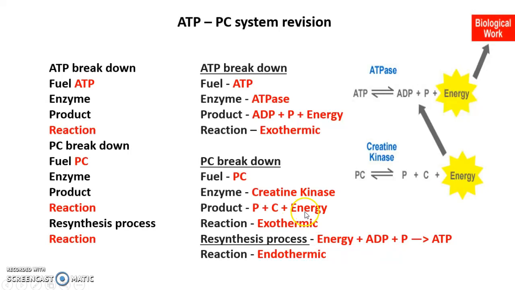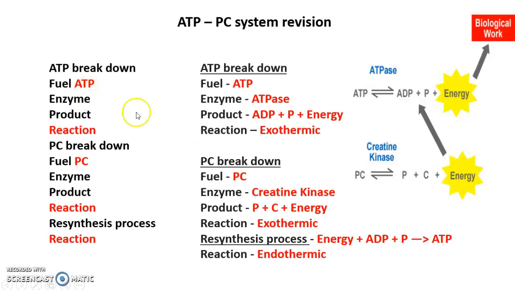So we're looking here, the energy is then used in a coupled reaction to join the P to ADP to form ATP, which is an endothermic reaction, which will lead to resynthesis of ATP up here. Okay, so you can see that in action. So PC, creatine kinase, P plus C plus E, E plus P plus ADP equals ATP. That's the coupled reaction, and it's really important.